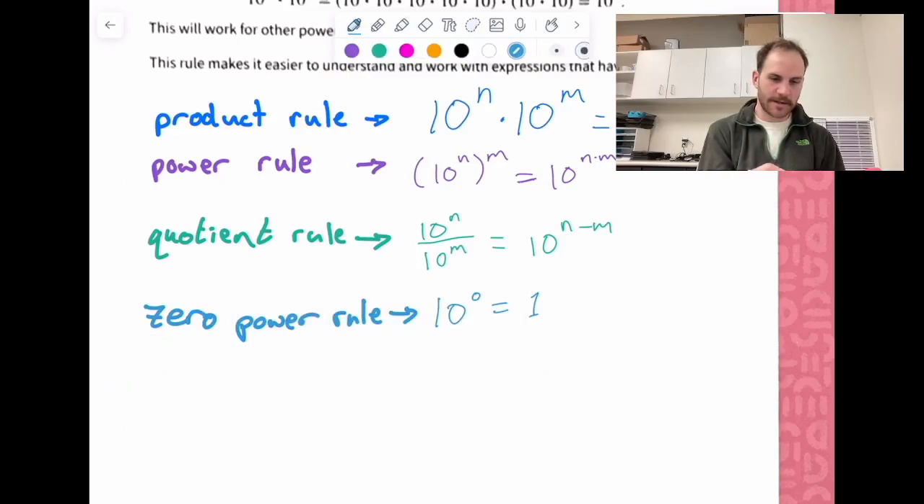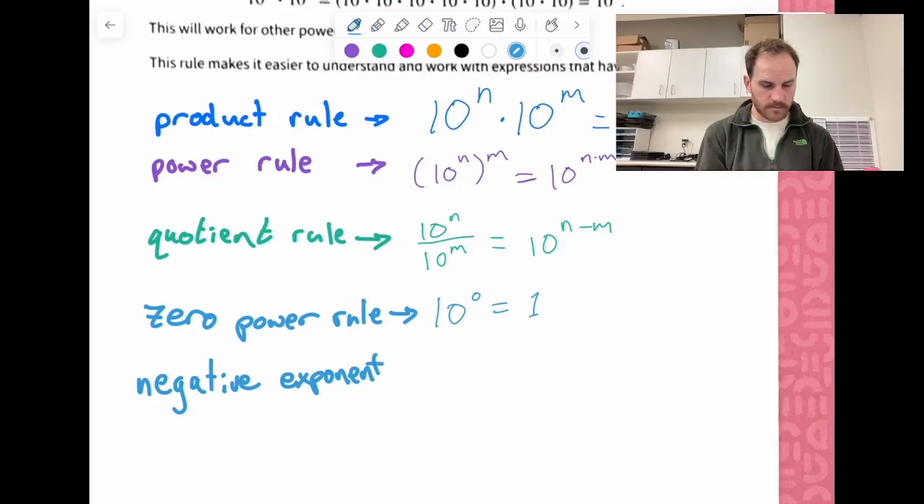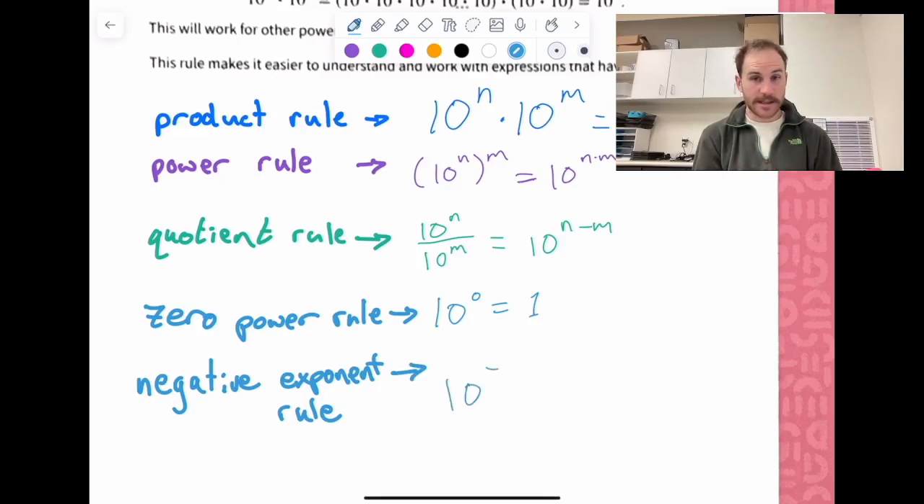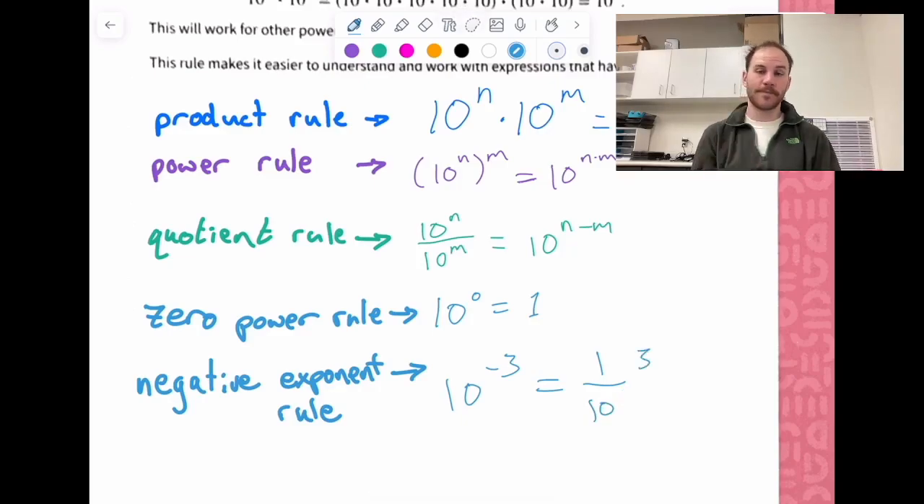So like I said, it's the negative exponent rule. And what that means is if we've got 10 to the negative third power, that is equivalent to 1 over 10 to the third power. Okay? You can write that like this as well. Those two things are the same.